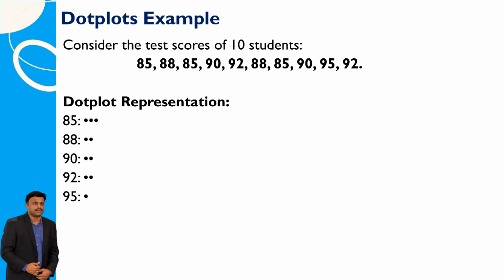In this dot plot, each dot represents a single test score. The number of dots above each score shows the frequency of that score. For example, the score 85 appears 3 times, so there are 3 dots above 85.